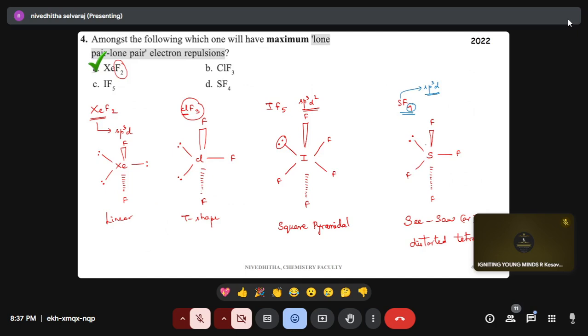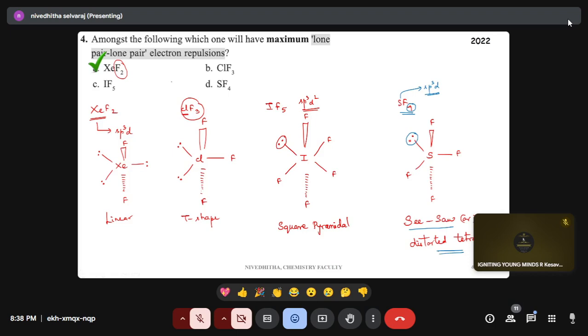Originally the shape was trigonal bipyramidal, but now we have one lone pair of electrons. Because of the repulsion between the lone pair and the bond pairs of electrons, the original shape is distorted. So the shape will not be trigonal bipyramidal. Instead, it is converted into seesaw, also called a distorted tetrahedron.